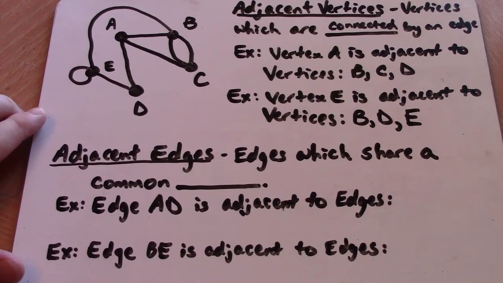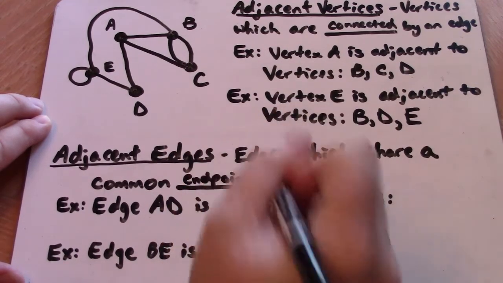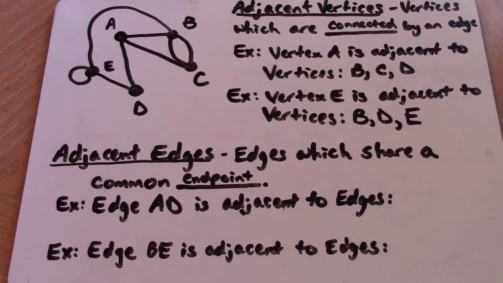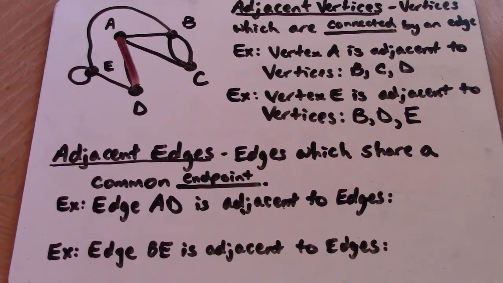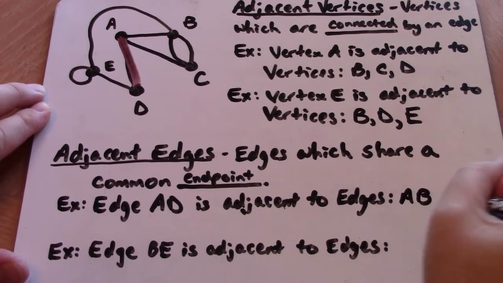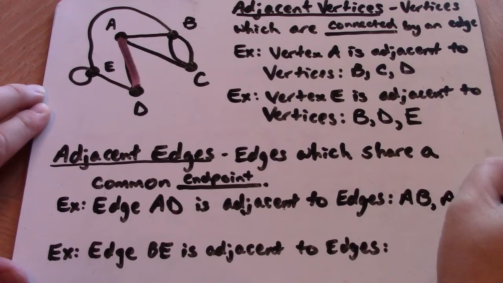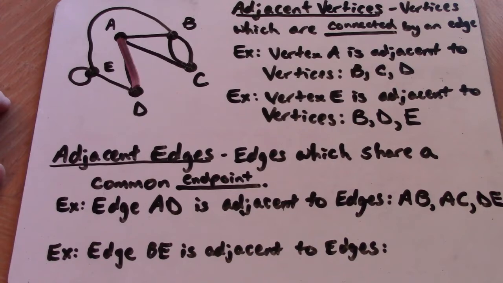Now that's vertices. When we talk about adjacent edges, that is a little bit different. 2 edges are adjacent if they share a common endpoint. So, in this picture, edge AD, which is located right here, is adjacent to 3 other edges in this graph. At A, it shares endpoints with edge AB and edge AC. And at D, it shares an endpoint with edge DE, which makes it adjacent to those 3 edges, AB, AC, and DE.